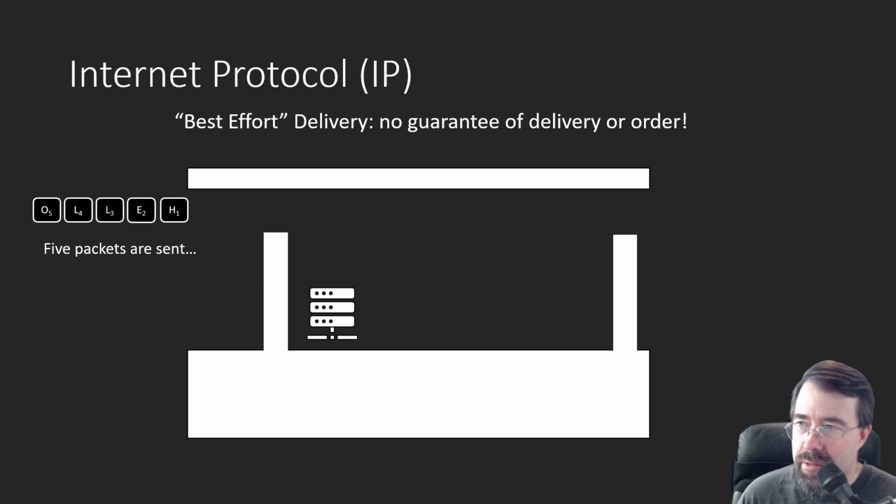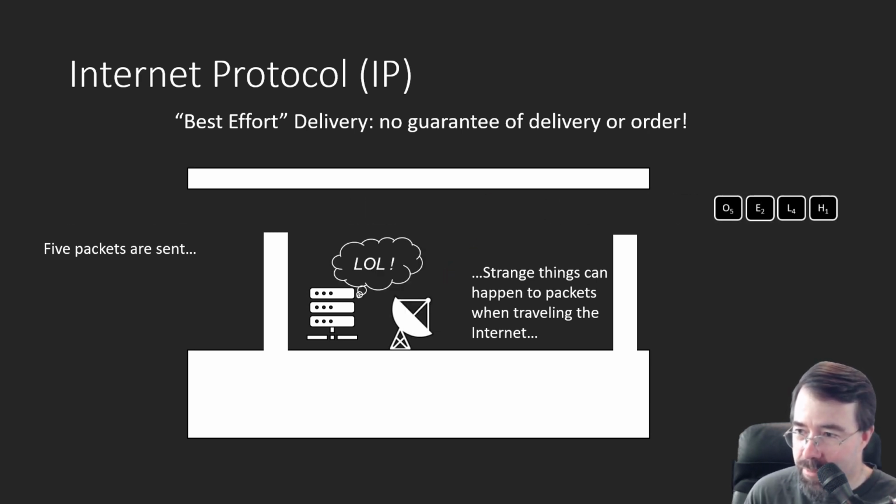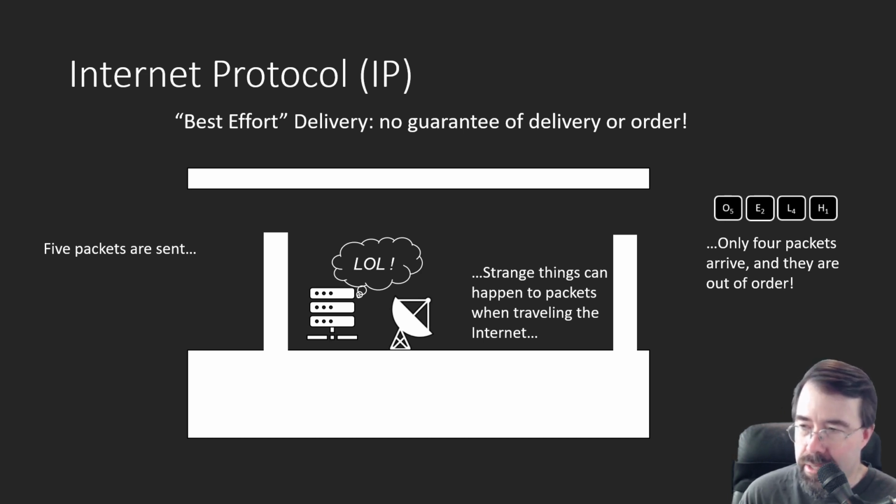All right. One thing I should mention about the Internet Protocol, it's a best effort delivery, which means your packet might not get there, and if you sent several packets, you might not have them arrive in the same order in which you sent them. Here's an example. Dramatized example, of course. But let's say we're sending 5 packets across this network. Strange things can happen when traveling the internet. Oh, what happened there? We only got 4 packets, and they arrived out of order. Oops. So it's the job of other higher layer protocols to counteract issues like this.